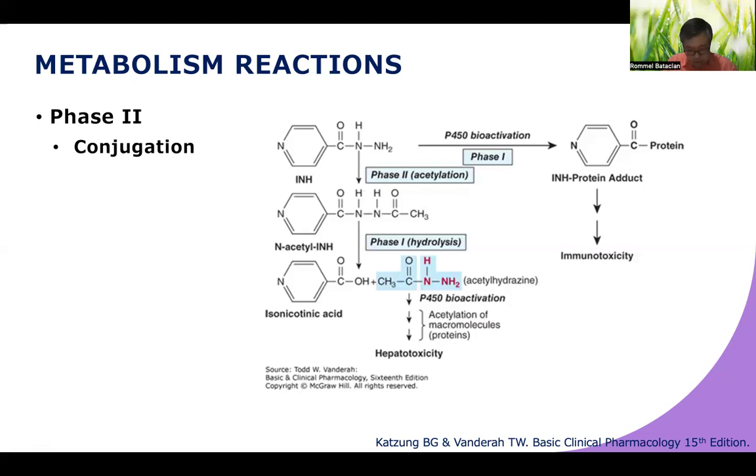This conjugate is then a substrate for a phase 1 type reaction, namely a hydrolysis into isonicotinic acid. So it's not all the time that phase 1 comes first before phase 2. There will be certain instances, such as this one in isoniazid, where in phase 2, in this case an acetylation, occurs prior to the phase 1 reaction, as you can see here.